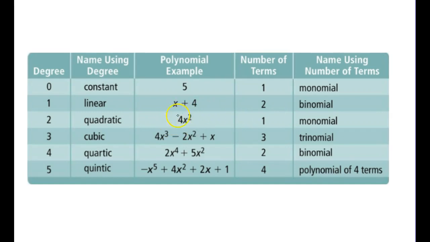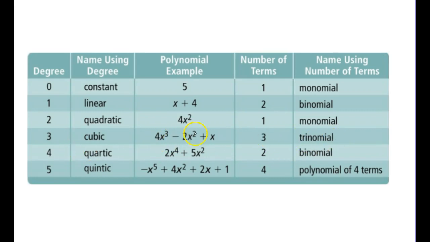Now we have 4x squared. The exponent value, the degree is 2. We call that a quadratic. There's no addition or subtraction signs. There's only one term. We call that a monomial. Fourth example, 4x cubed minus 2x squared plus x. If we look at the highest degree, it is 3. So we're going to call that a cubic function. The number of terms, there's one subtraction and one addition, which separates 3 terms. We call that a trinomial.